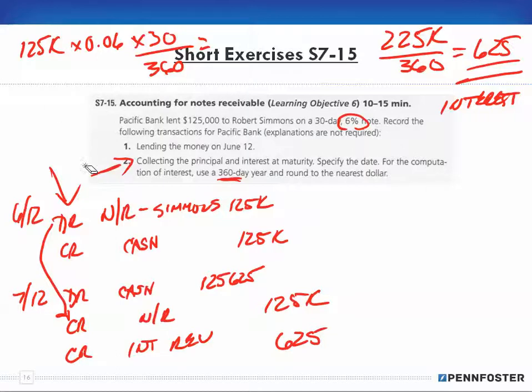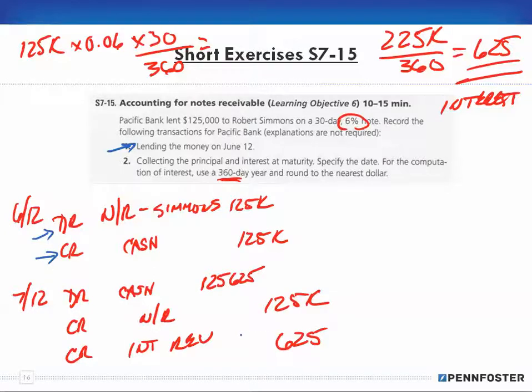Let me clean this up just a little bit, and I'll briefly go over it again. So number 1, we're going to lend the money. We're going to decrease our cash by 125, and since we're creating a note receivable, we create a new account and call it a note receivable for Simons. And so that's our entry when we lend the money.